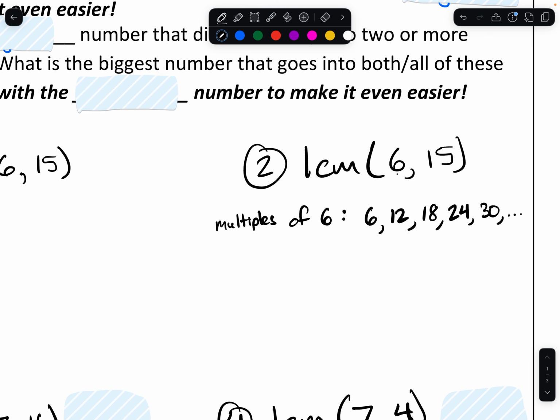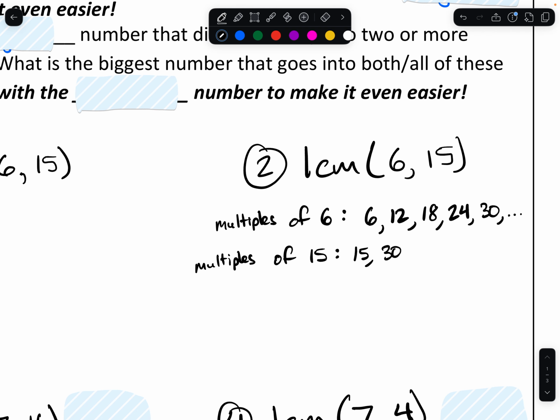We already have 6, but we also need 15. So multiples of 15. You may or may not know your multiples of 15, and that's okay. Again, you can use a table, you can use your calculator. Just make sure you don't skip any. So start with 15 times 1. That's 15. 15 times 2 is 30.